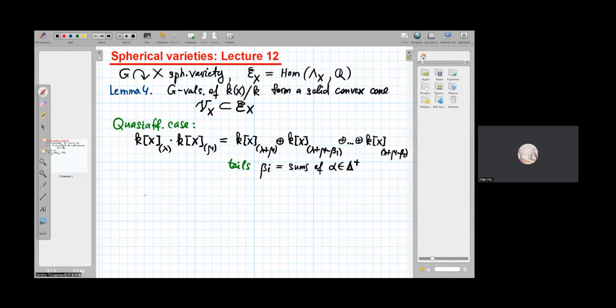Then the valuation cone can be defined by linear inequalities as follows. The valuation cone just consists of all vectors in this space E sub X whose values on all tails are non-positive. This is for all tails, and of course for all lambdas and mus occurring as highest weights in the coordinate algebra of X.